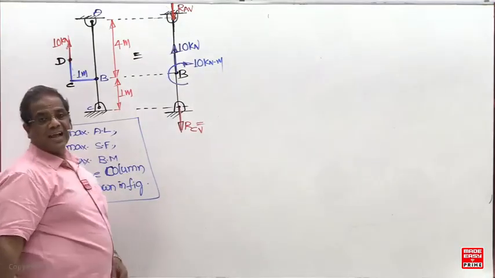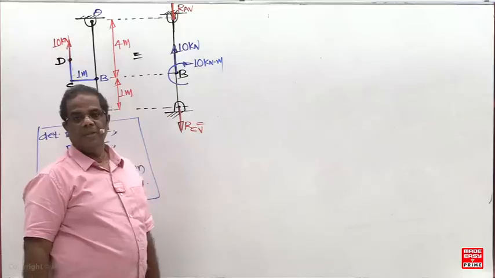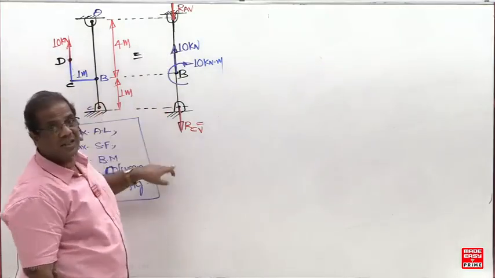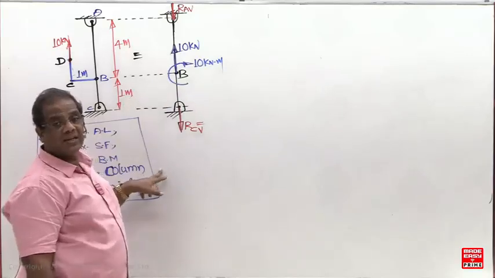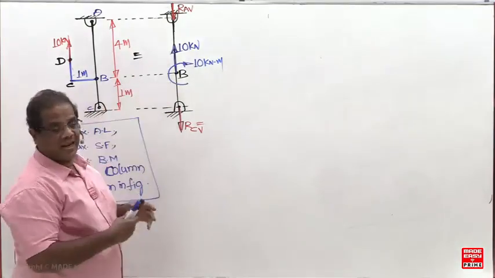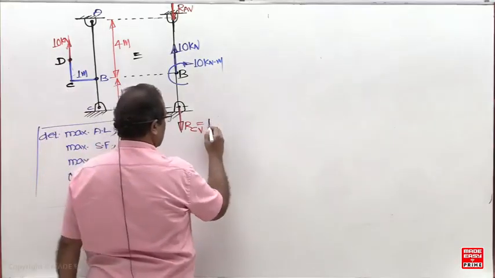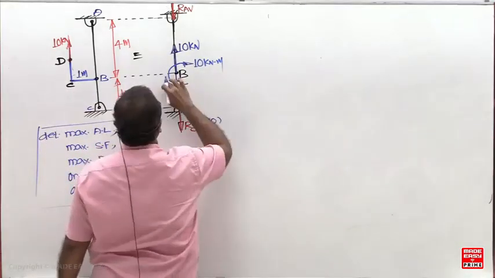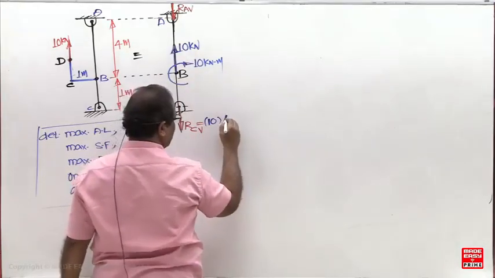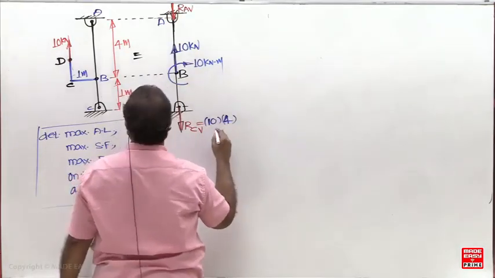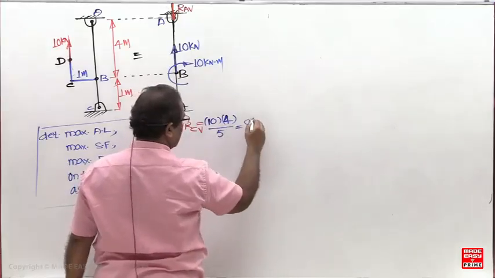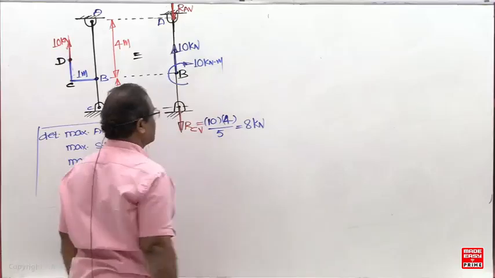Now can you find the reaction by the shortcut method? How to find RCV? Are this RCV and 10 in opposite direction or same direction? The bar is fixed at both ends or hinged at both ends. This RCV and 10 are in opposite direction. What is the distance between B and A? 4. 10 into 4. And what is the span? 5. So it will be 8 kilonewtons.